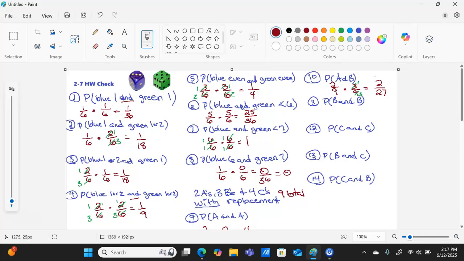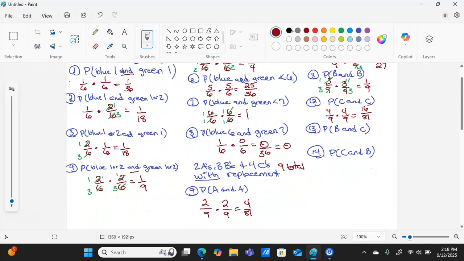B and then a B would be 3 out of 9 times 3 out of 9. So again, let's reduce our fractions, and we're going to get 1/9 when we multiply our fractions. A C would be 4 out of 9, and then again 4 out of 9. And again, this is assuming that you replace the first card, otherwise it's going to change. So we get 16 out of 81.